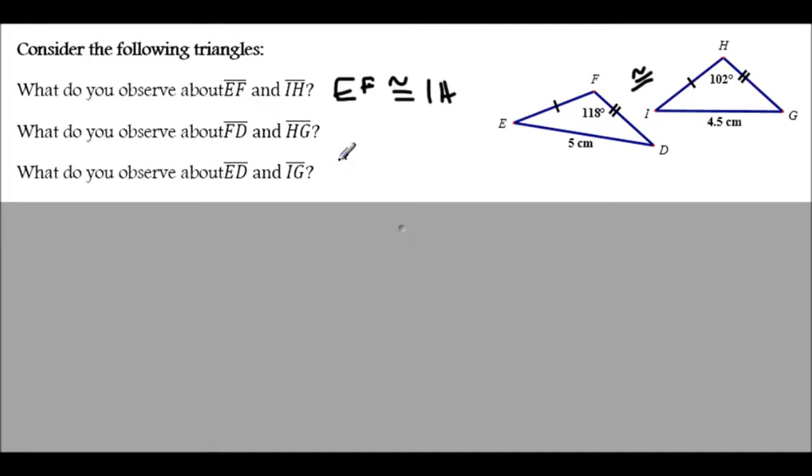Well, ED has a measure of 5 centimeters and IG has a measure of 4.5 centimeters. So what you should observe about ED and IG is that ED is greater than IG.